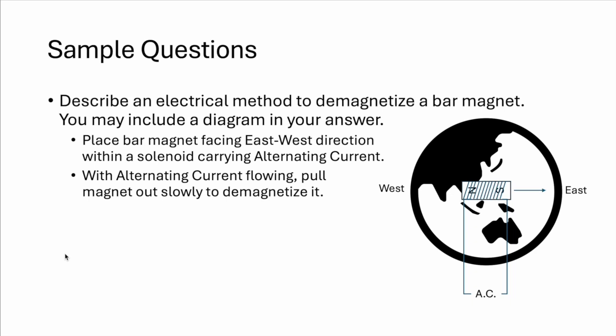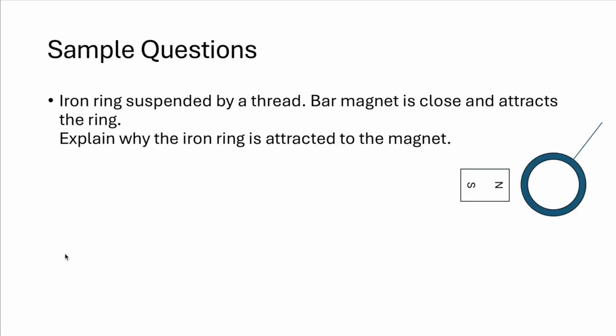Okay, the figure shows an iron ring suspended by a thread. A bar magnet is held close to the ring. The iron ring is attracted to the magnet. Explain why the iron ring is attracted to the bar magnet. So a lot of this is about phrasing, about description, about communication. We all know the theory, but we need to be able to talk about it properly.